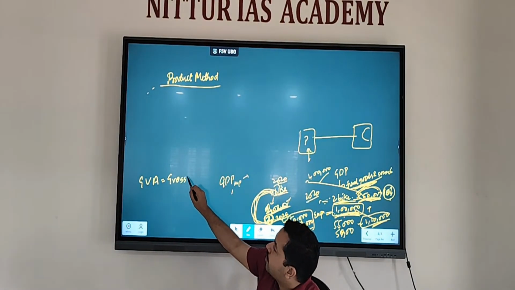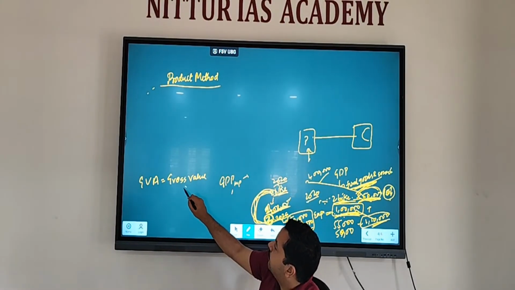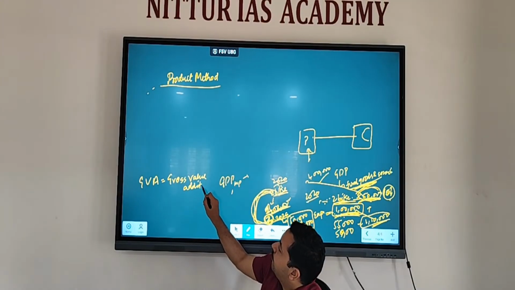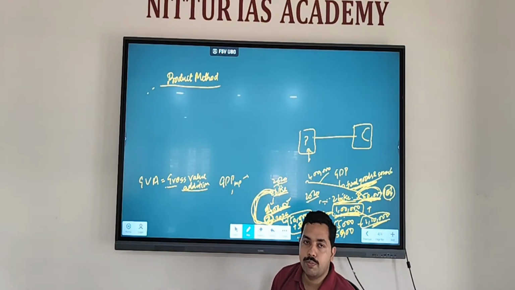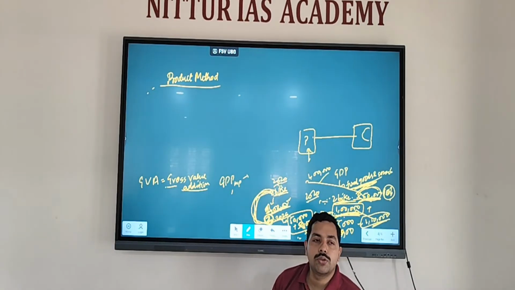GVA is called gross value addition. So now in the product method we are calculating GDP through GVA. In the product method, we are calculating GDP through the GVA method.